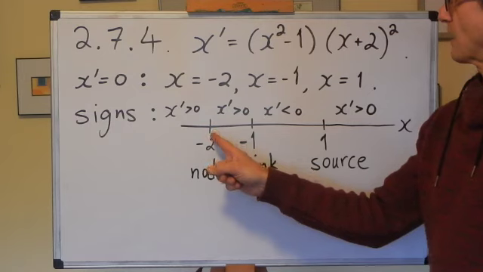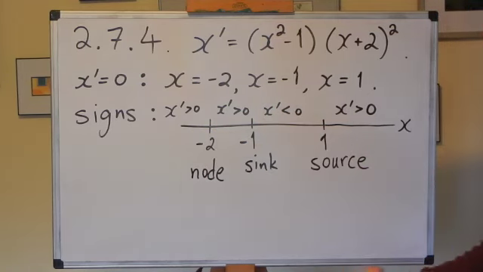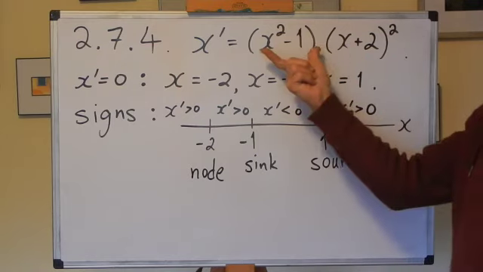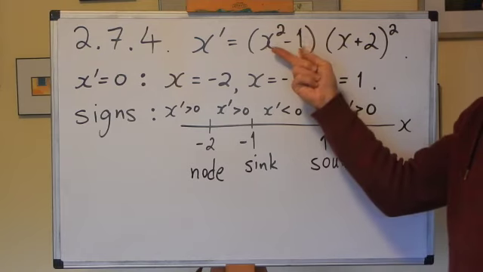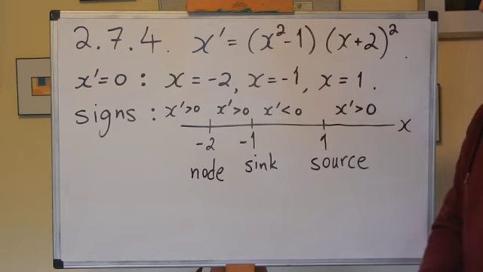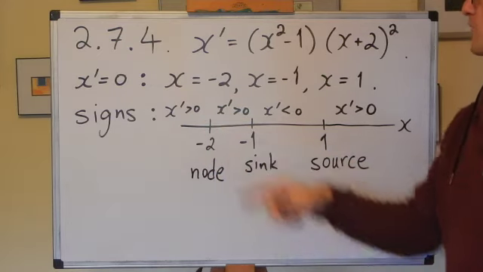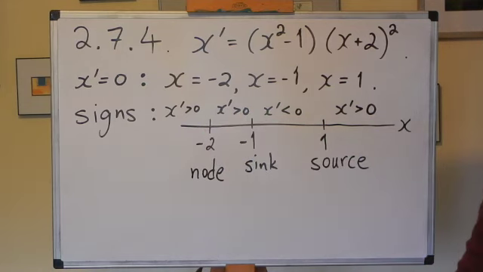If x is below minus 2, x prime is positive. So obviously this term is always positive, and this term, when x is less than minus 1, is positive. So when x is less than minus 2, x prime is positive, and when x is less than minus 1, x prime is still positive.